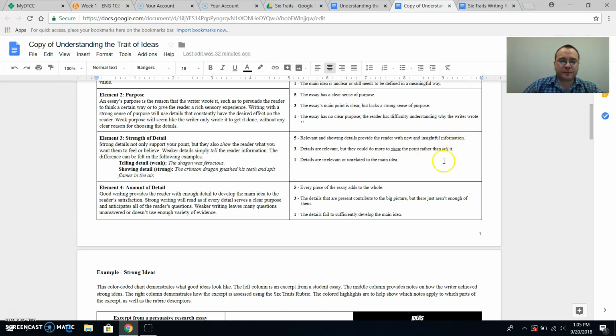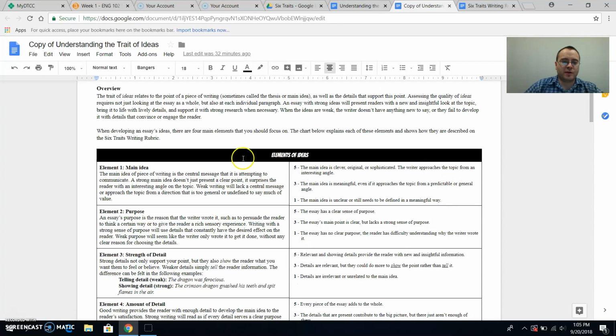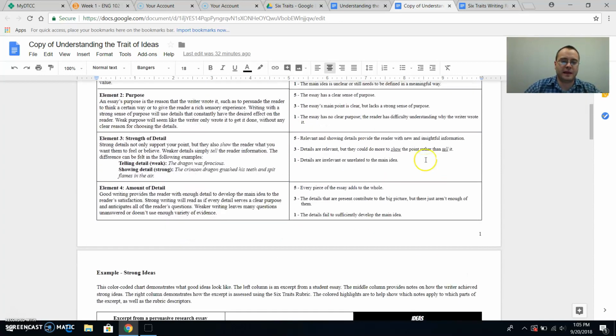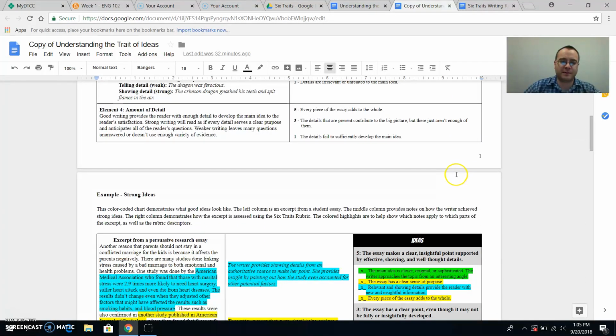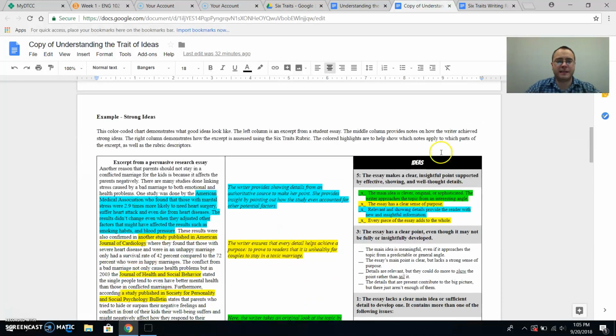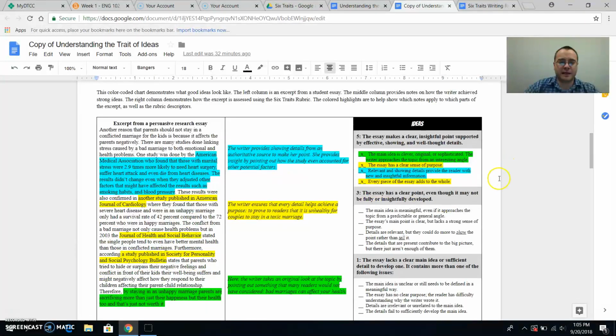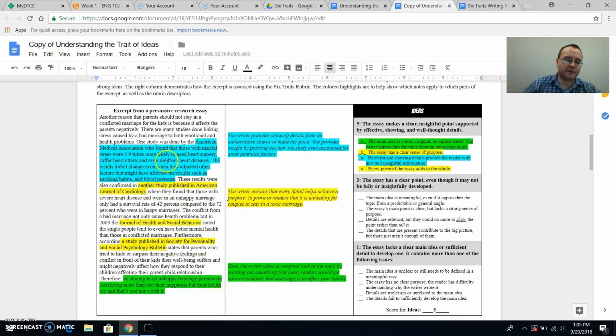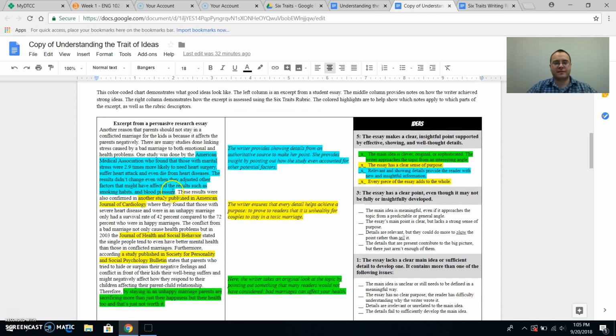So that's what the first page is about, giving you an overview of that trait. In this example, ideas. Okay. The second page is an example that I have completed of a piece of writing with strong ideas. Almost all of these examples are from past students of mine. So you'll get to read a lot of stuff that my students have written. This example is from a persuasive research essay, as you can see.